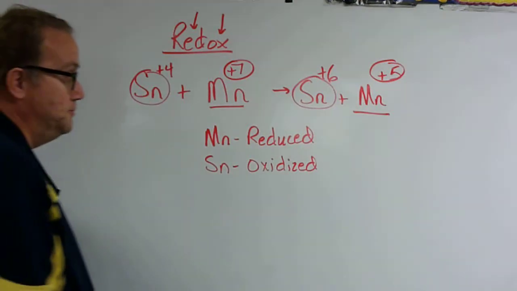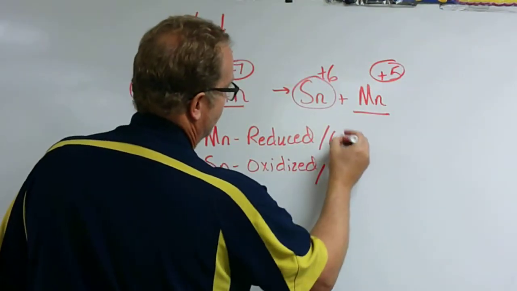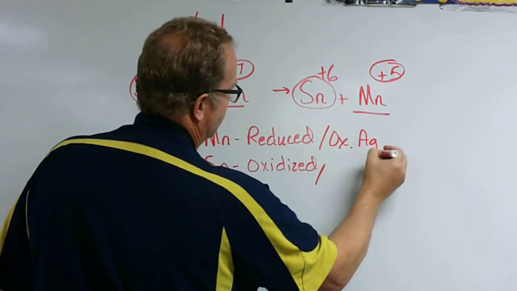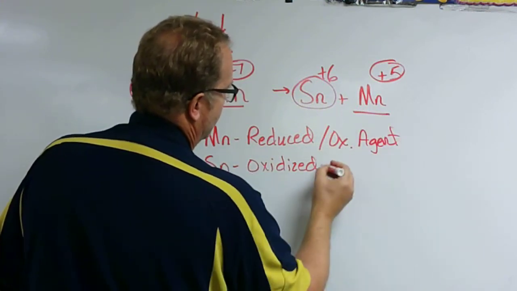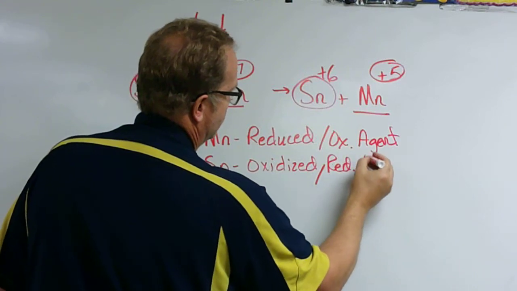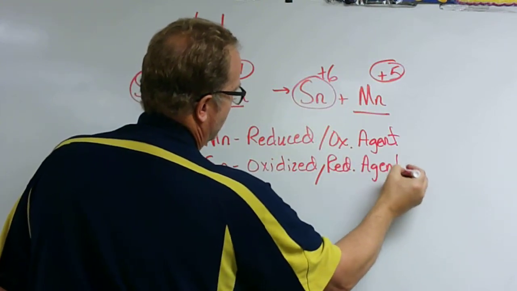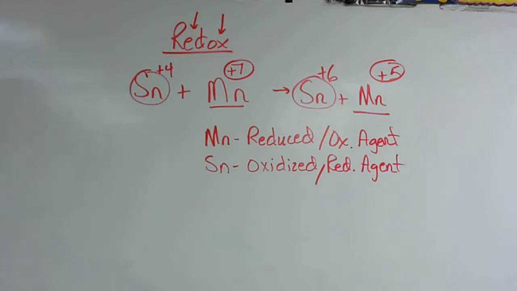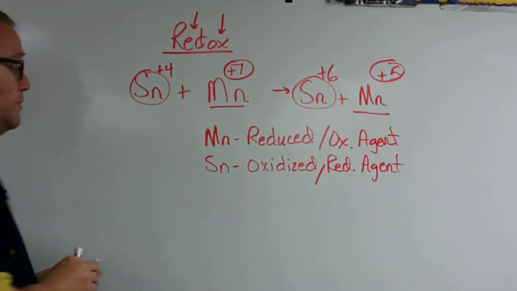Pretty simple. This one's going to be my oxidizing agent, and this one's called my reducing agent. I just go according to OA and RA. Okay, so some of them are going to be actually pretty easy to figure out what's going on.